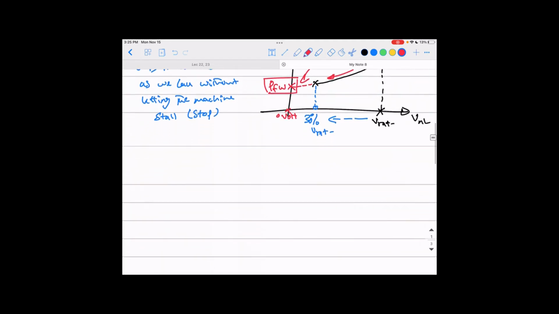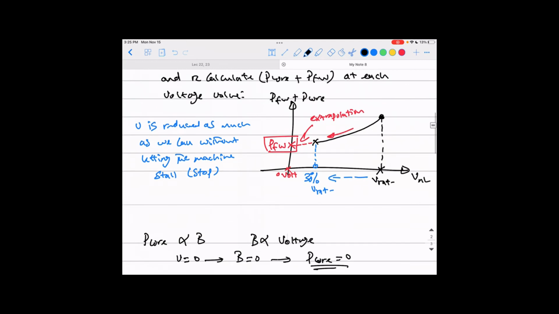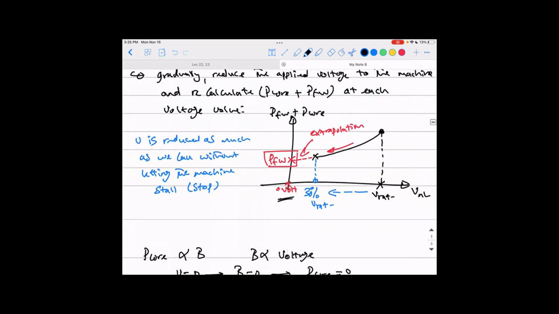Why? Because like we know before, if you remember, the core losses just depend on the magnetic field, the magnetic flux, okay? And you know that the magnetic flux depends on the voltage applied to the machine. So if the voltage is 0, that means theoretically no flux, and that means theoretically no core losses, okay? So that's the whole point of doing this. If you extrapolate this curve until you hit the 0 voltage, you're guaranteed at this point that the core loss will disappear, because no voltage means no magnetic field, and that means no core losses.